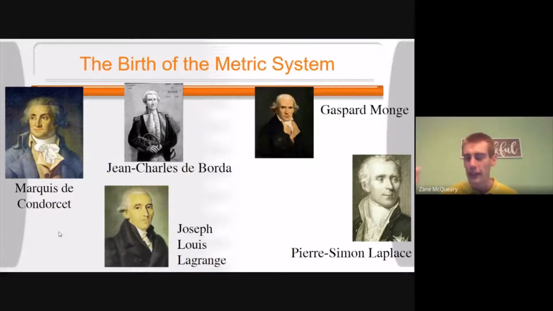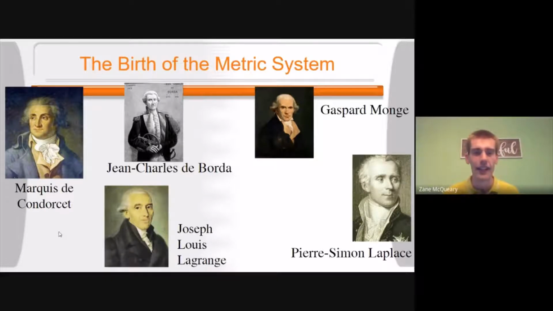The king has been beheaded. There's the guillotine. There's the Reign of Terror. This place really needs the metric system. I know, right? Those were his priorities. And these 5 guys set out. They said, we're going to make a brand new revolutionary system of measurements.